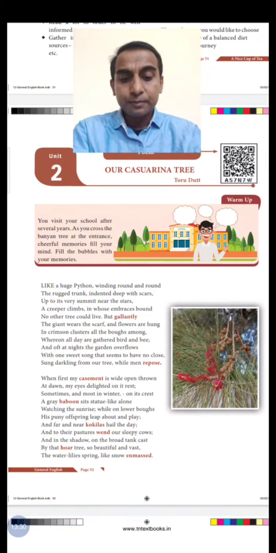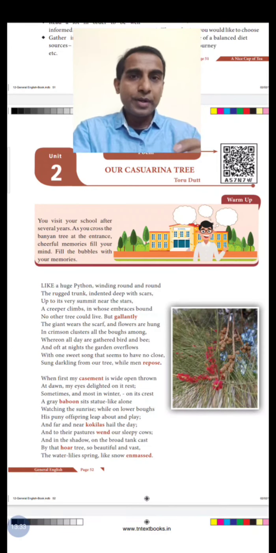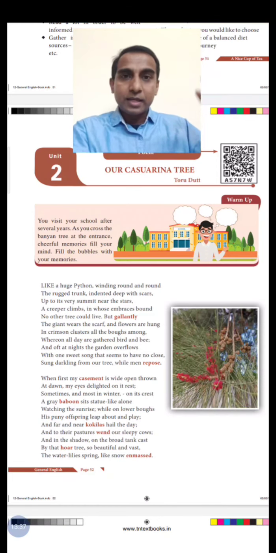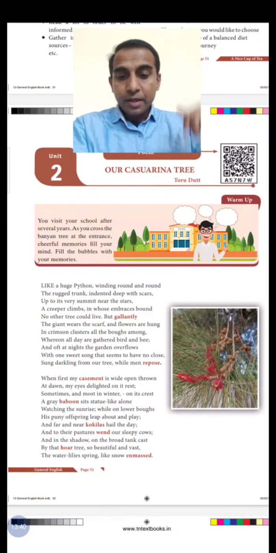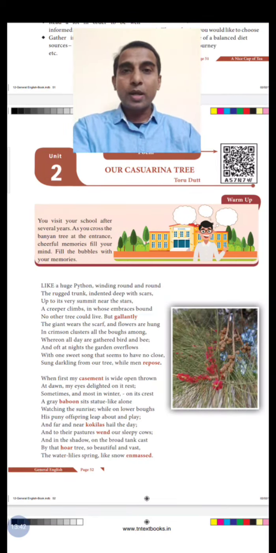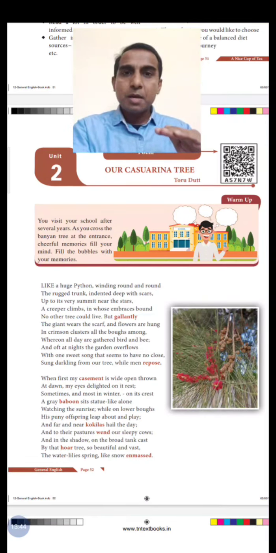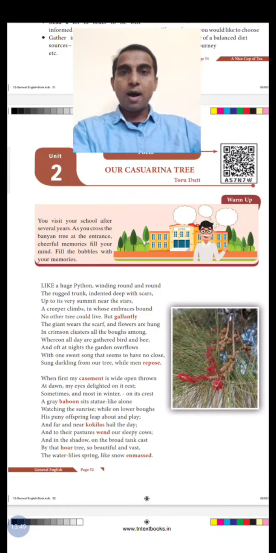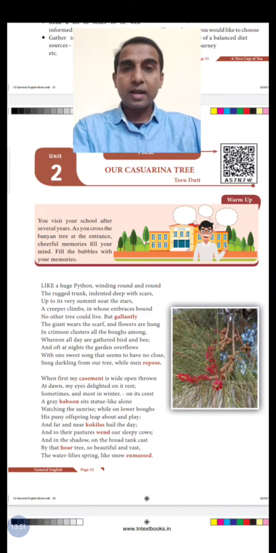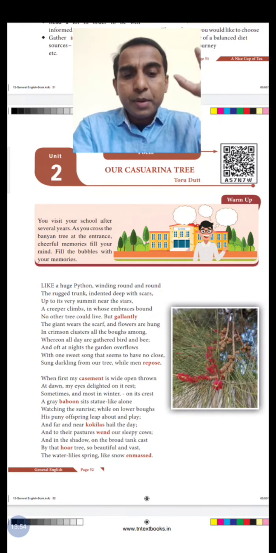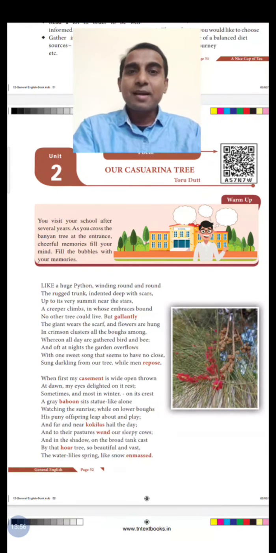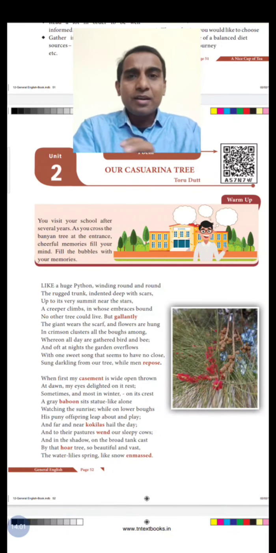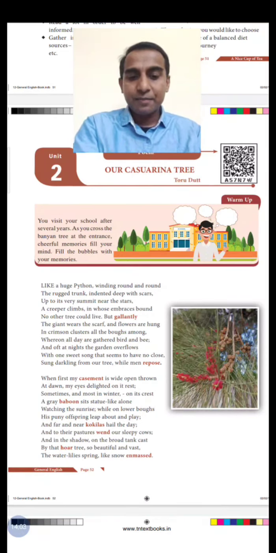She becomes happy. "Sometimes, and most in winter, on its crest a grey baboon sits statue-like alone." Sometimes during the winter season, at the top of the tree, a grey baboon sits. Baboon here means a monkey. At the crest, at the top of the tree, a grey baboon, a large monkey, sits like a statue without any movement, watching the sunrise. And what is that baboon doing here? Happily it is looking at the sunrise, or else it is happily basking in the sunlight.